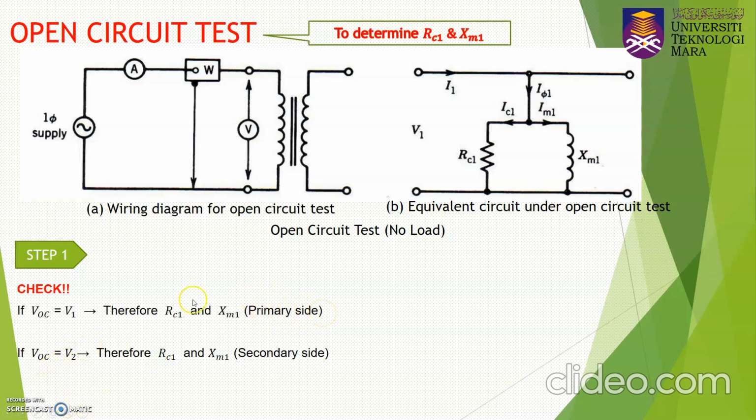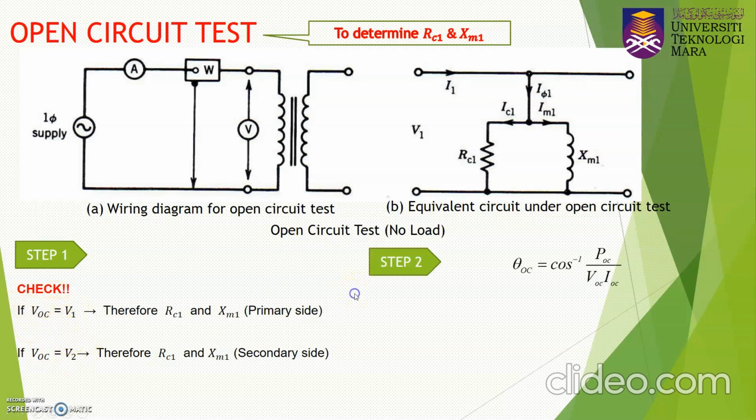However, if the voltage of the open circuit test is equal to V2, then the values of RC1 and XM1 are referred to the secondary side. We will see in detail in the following example how to determine these two. So step number 1, you need to determine whether VOC is equal to V1 or VOC is equal to V2.